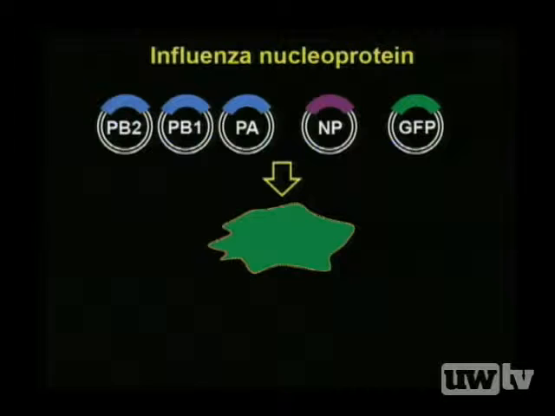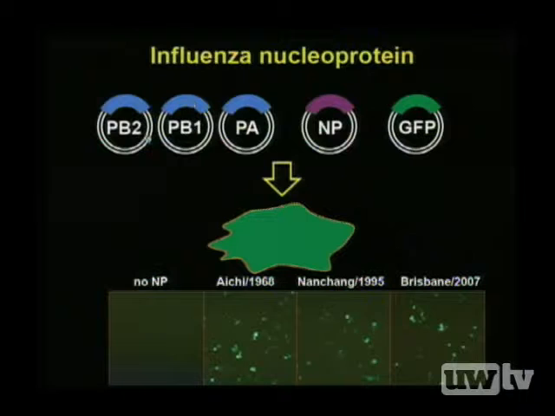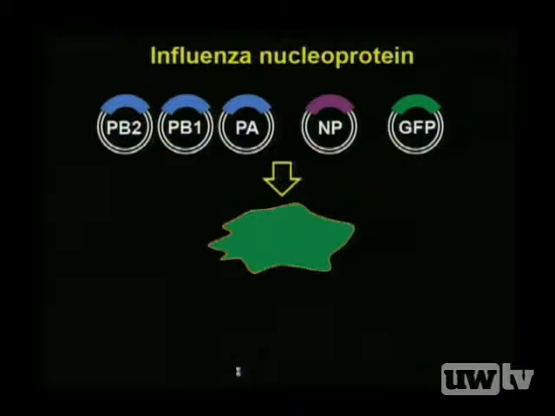So for example, just looking here under microscopy, we can see that if we take these three proteins from a 1995 strain of influenza and we put in nucleoproteins that derive from 1968, 1995, and 2007, we all get high levels of this green fluorescent protein. But if we don't put in any nucleoprotein, we don't get any green fluorescent protein. And we use flow cytometry to quantify this signal to see how much activity or how functional this nucleoprotein is.